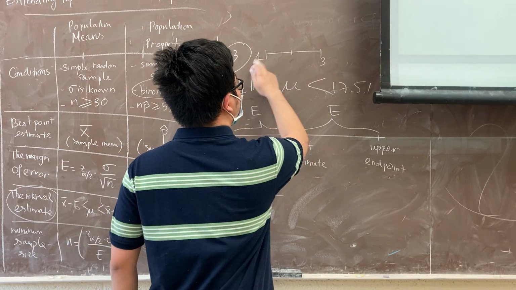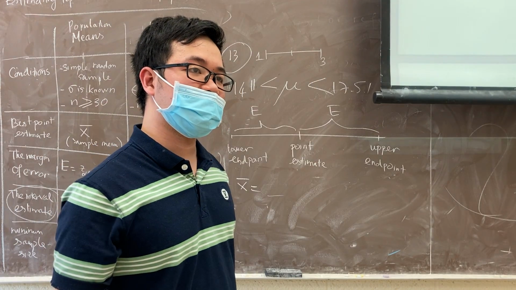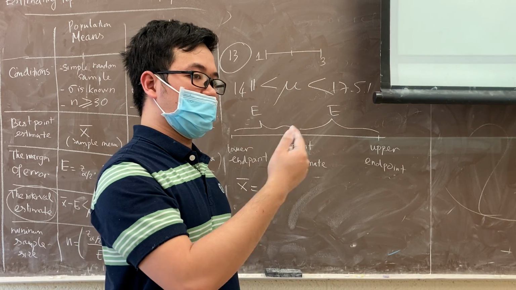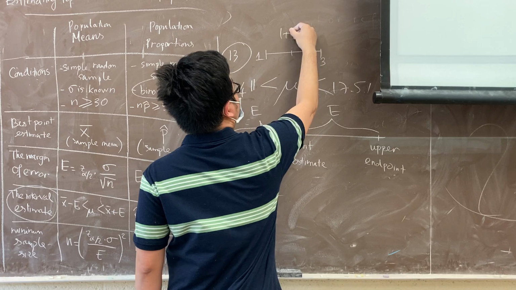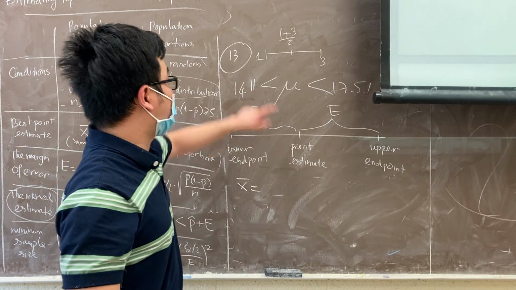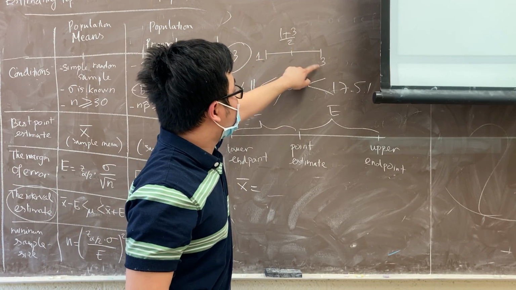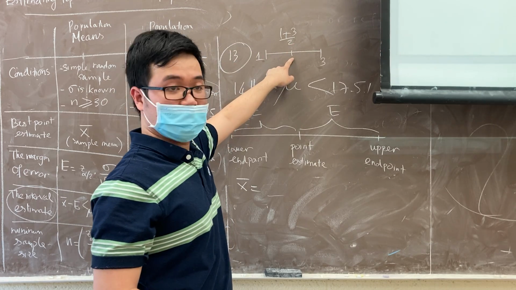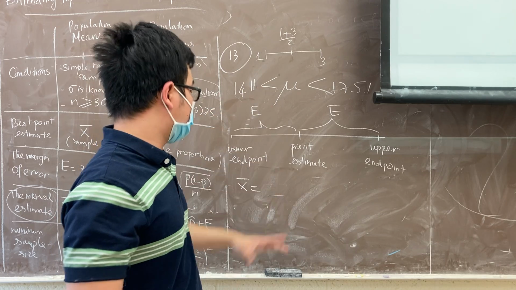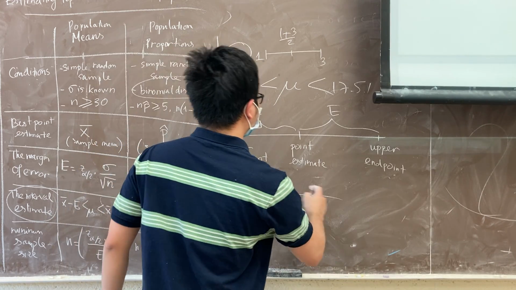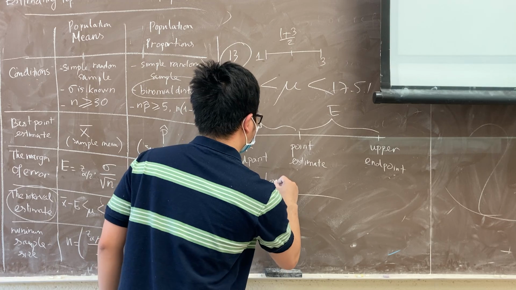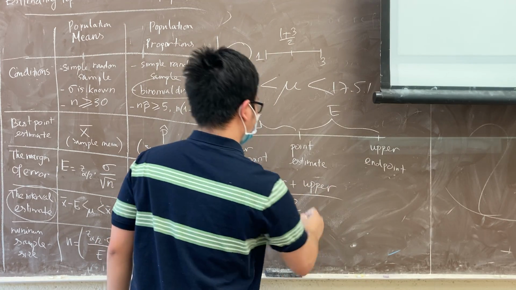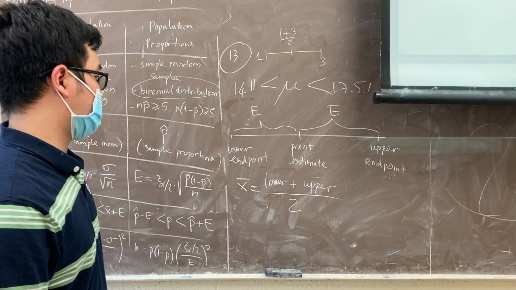If you take 3 minus 1 over 2, you get 1, right? Also you add them. Yes, add 1 plus 3 over 2. If you have the lower end point 1 and the upper end point 3, the middle point is 2, right? Because 1 plus 3 over 2 is 2. So X bar here will be calculated by the lower end point plus the upper end point over 2. That way we will find the point estimate.